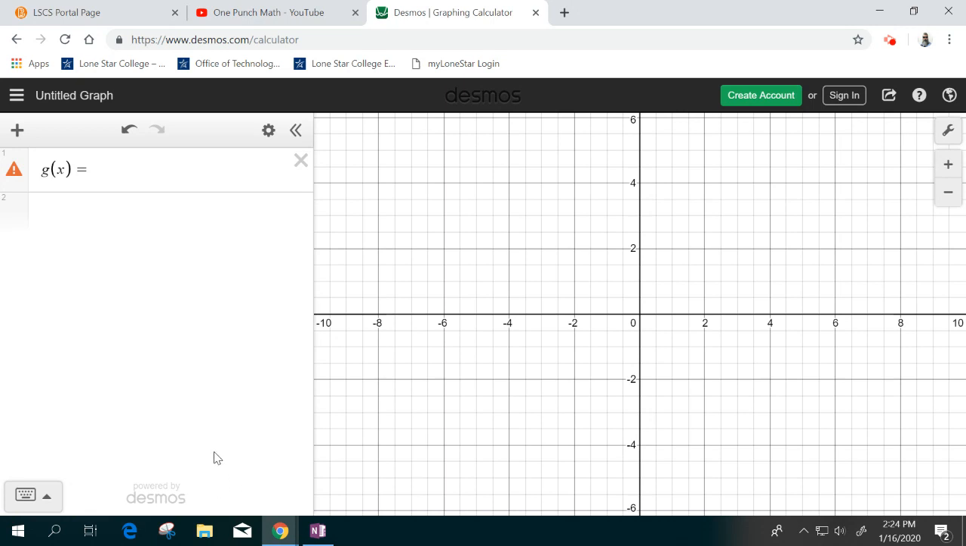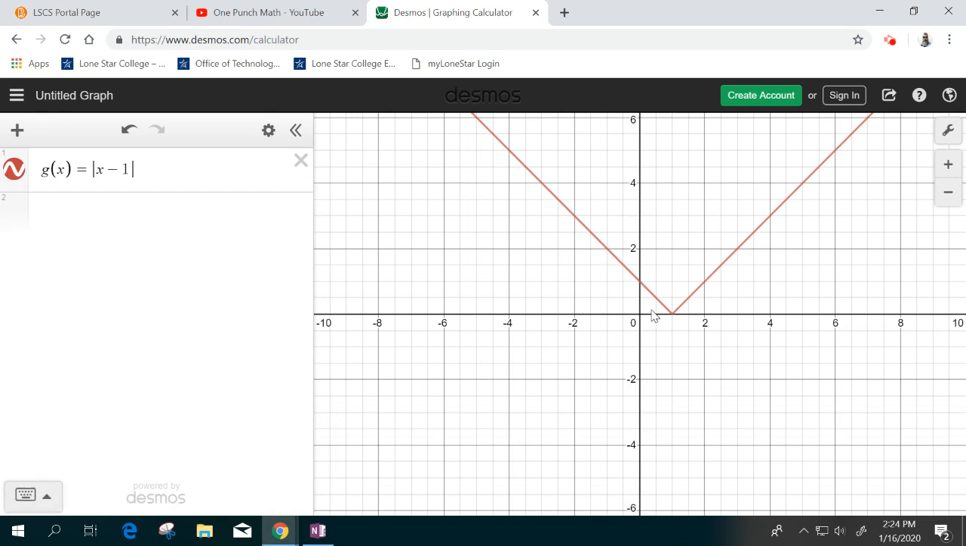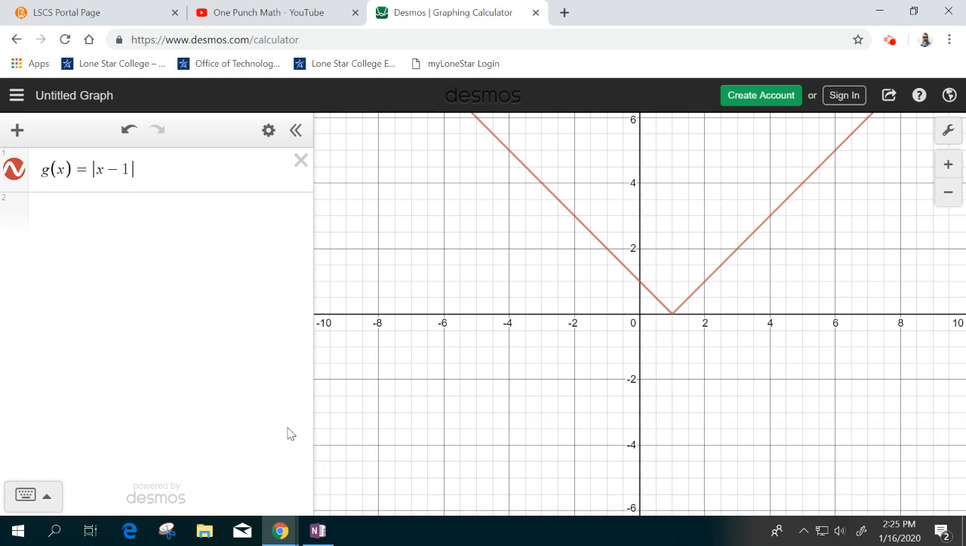Do y'all see this little symbol down here? If I click that, I've got access to the toolbar. And right here, absolute value. So what was it? X minus 1? Enter. And I can immediately see that this graph on Desmos is exactly the same as what I drew. Desmos. Y'all see what I'm saying?